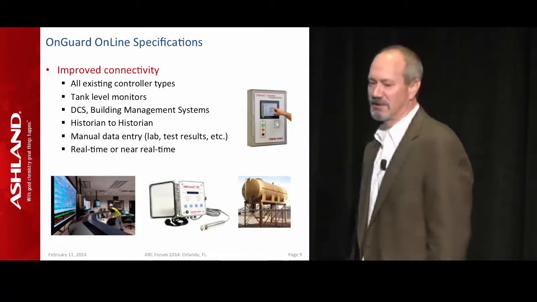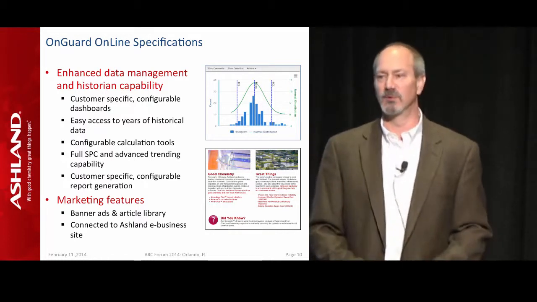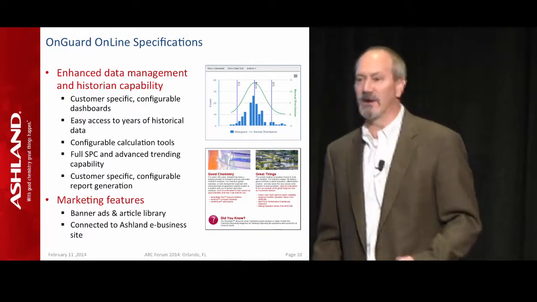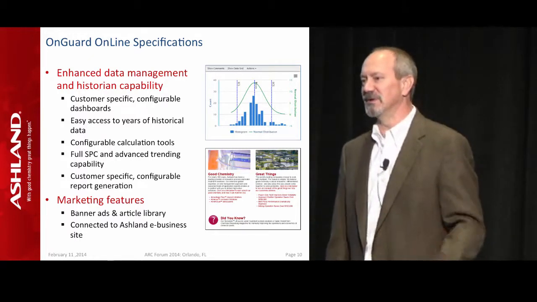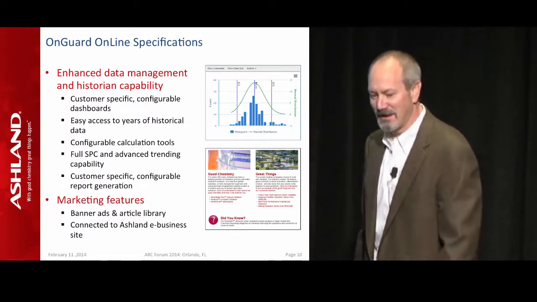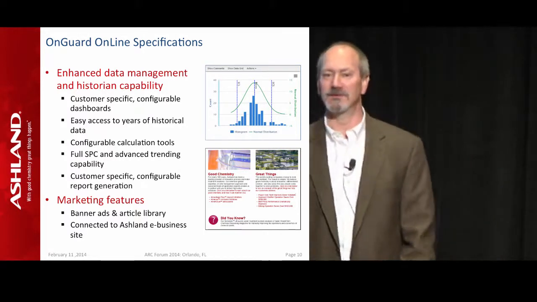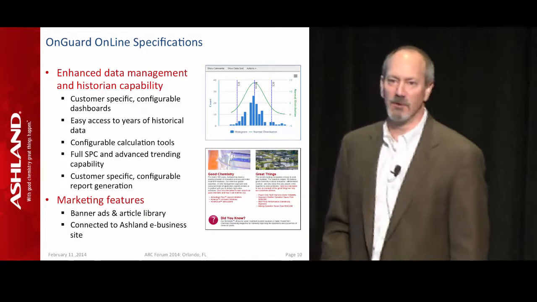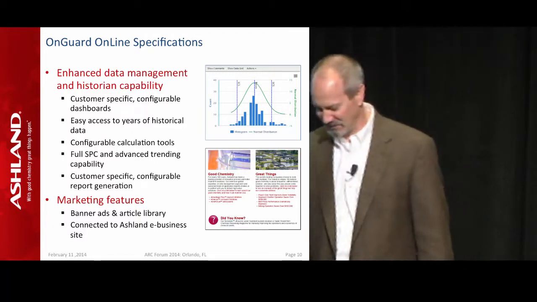With that data coming in, then we had to look at our KPIs. How are we managing our KPIs? We want to present this out: customer-specific dashboards, configurable to that customer, with easy access to the data. Calculation tools. We're going to be looking at value statements and other things we have to be able to calculate on the site. SPC. I probably overdid that one. I'm a Six Sigma guy, so I'm a little bit of an SPC geek, and so that's probably overbuilt, but we got it in there. And then reports. How's the data going to get back out to that particular customer? And then throw a bone to the marketing guys. We put in some banner ads and articles and connected it up to our e-business site.